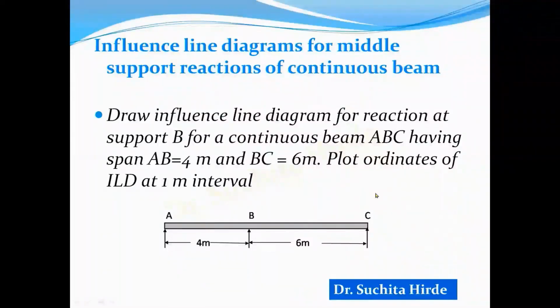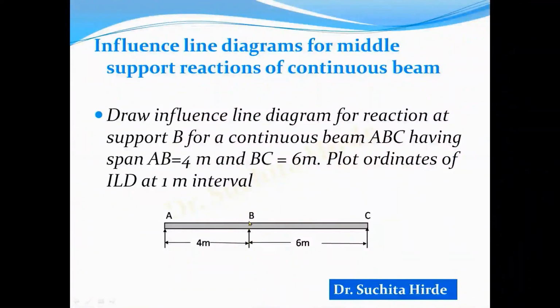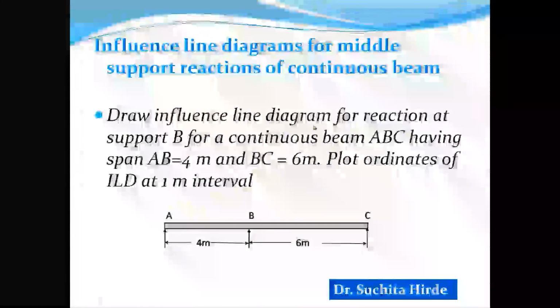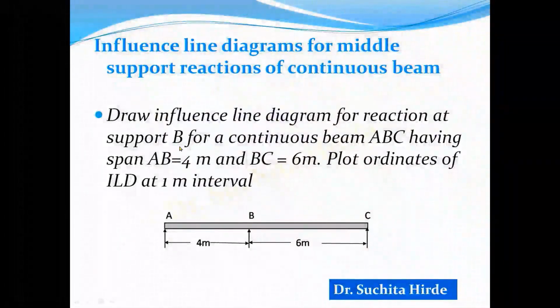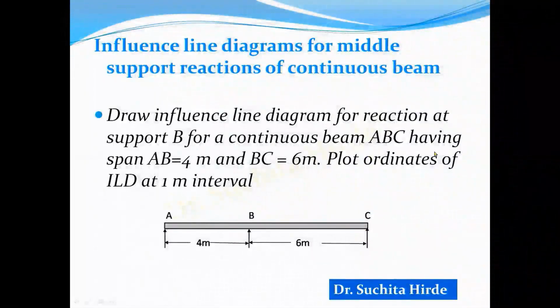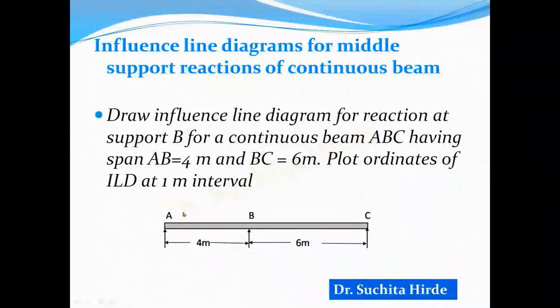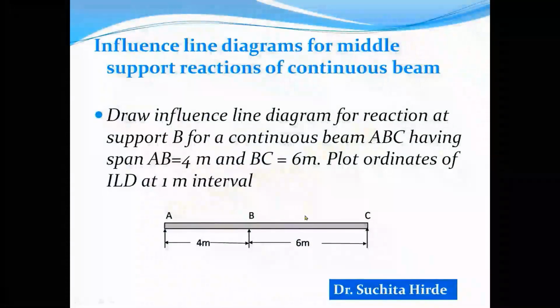Now let us solve this problem. In this problem, we are going to draw the influence line diagram for reaction at B. So draw the influence line diagram for reaction at support B for a continuous beam ABC having span AB 4 meter and BC 6 meter. And we want to plot ordinates of the influence line diagram at 1 meter interval. That means we are calculating ordinate at 1 meter interval.